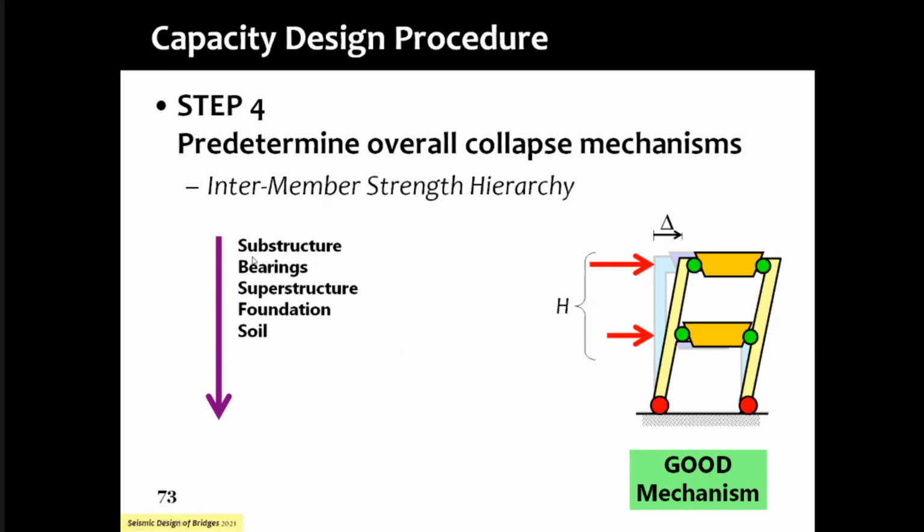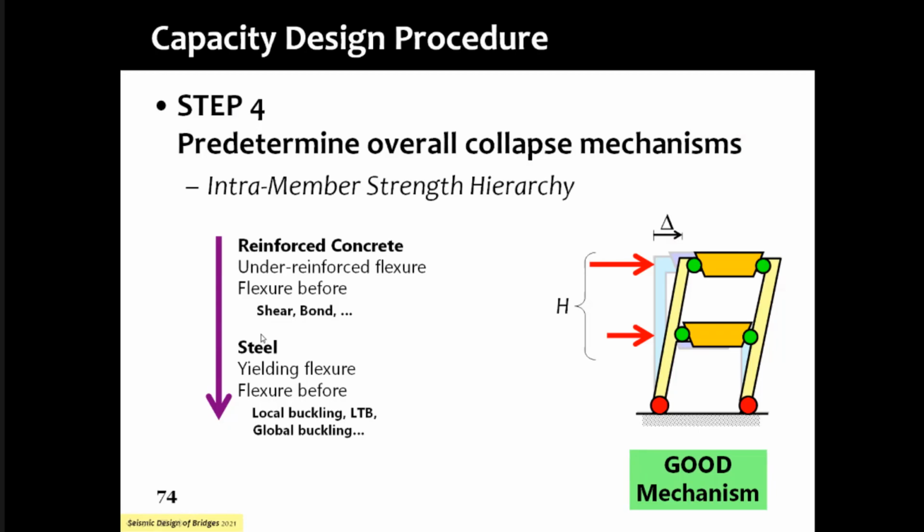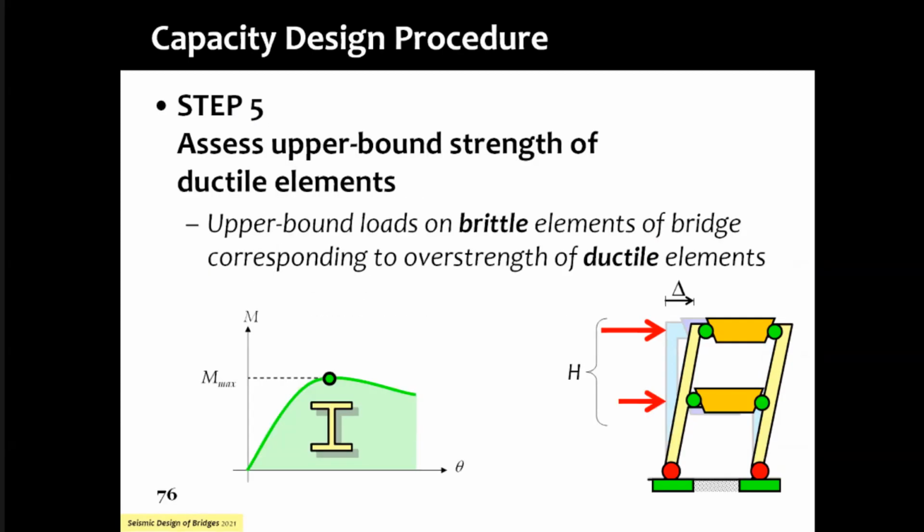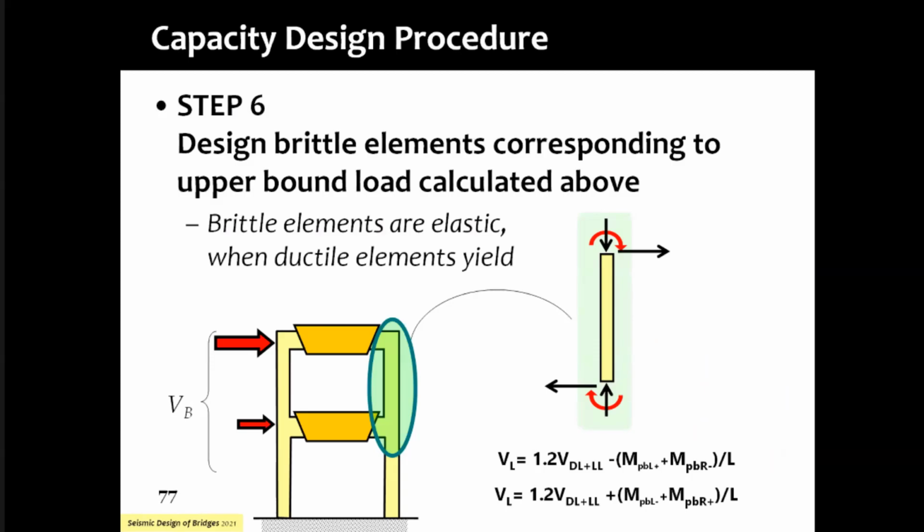So our hierarchy here is substructure. First will get damaged, bearing will be the second, superstructure third, foundation fourth, and soil is the fifth, right? And if you're looking at reinforced concrete, you're looking at under reinforced failure. So let me spend a little more time on under reinforced failure. So step 4 is predetermine overall collapse mechanism, and step 5 assess the upper bound of all the ductile elements because you know your predetermined collapse mechanism, and then come up with all the design strategies as given in the standard for the brittle elements.